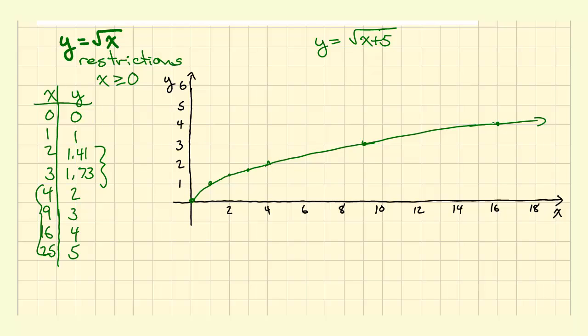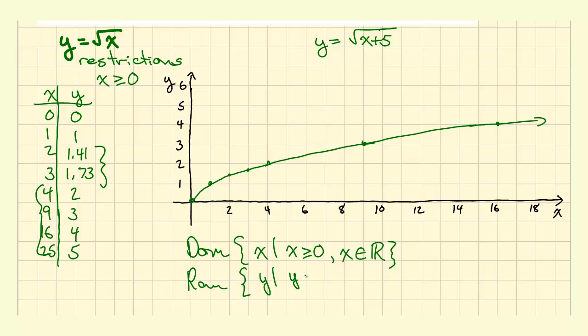The domain of the radical function would be all the x values such that x is greater than or equal to 0, where x is an element of the set of real numbers, and the range is all the values of y, such that y is greater than or equal to 0, because this keeps going higher and higher and higher, and where y is an element of the set of real numbers.